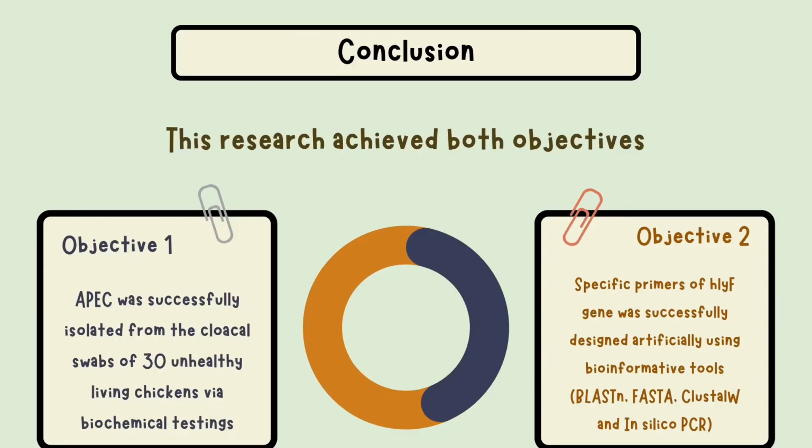In a nutshell, this research successfully achieved the 2 objectives mentioned earlier. APEC was successfully isolated from the cloacal swabs of 30 unhealthy living chickens via biochemical testing such as streaking on the MacConkey agars and the malonate test. Next, the specific primers of the HLYF gene were successfully designed artificially using bioinformatic tools such as BLAST-N, FASTA, ClustalW, and in silico PCR. Agarose gel electrophoresis showed the banding pattern of the HLYF gene, which is complementary with the in silico PCR result.